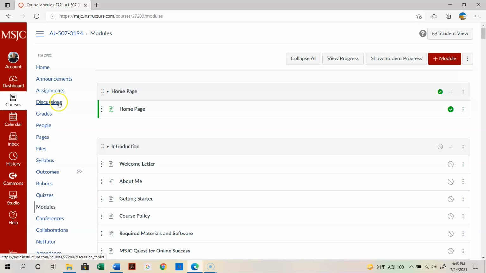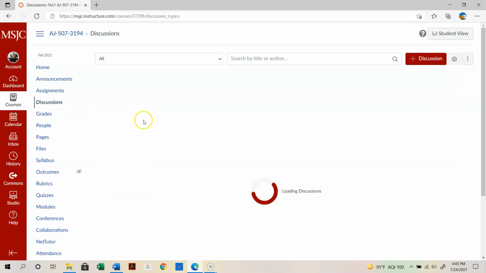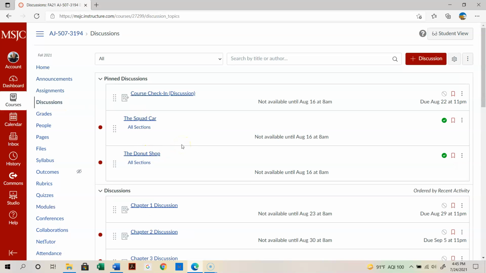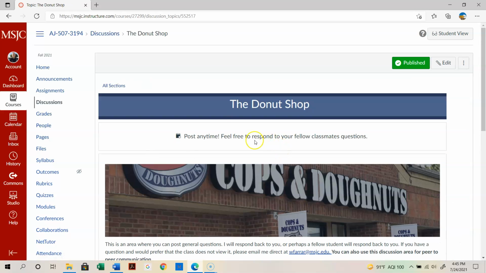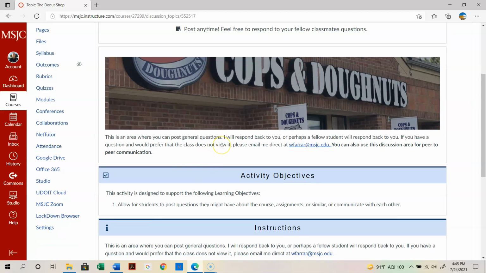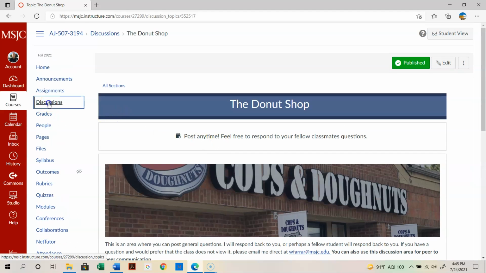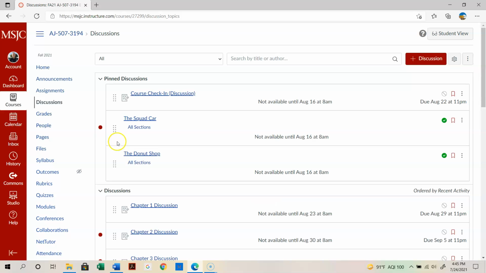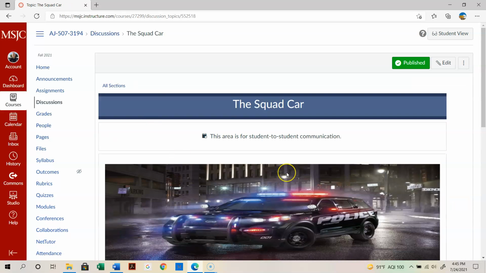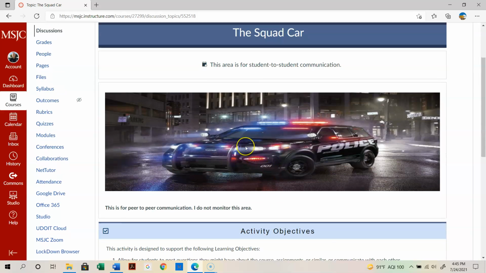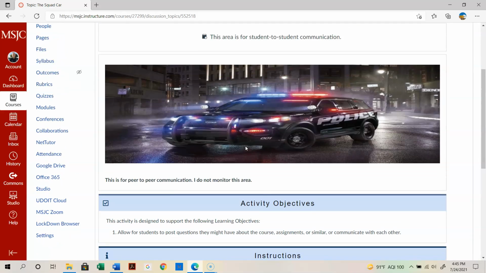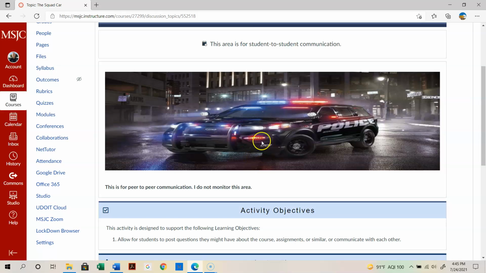Now, finally, we talk about discussions. The discussion boards are built into the modules. If you want to post something in the donut shop, this is a general discussion board area where you can post something and either myself or another student can respond to it. So this is kind of a general forum. I have another discussion board called the squad car. This is for just student-to-student information. I don't monitor this area. Okay, so this is for you guys just to talk back and forth.